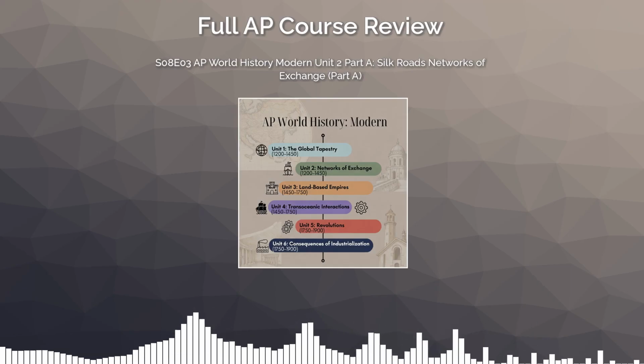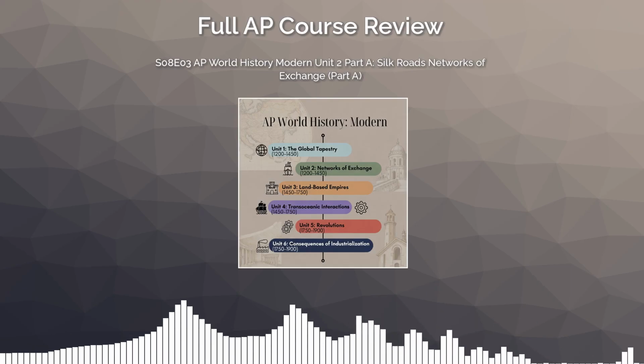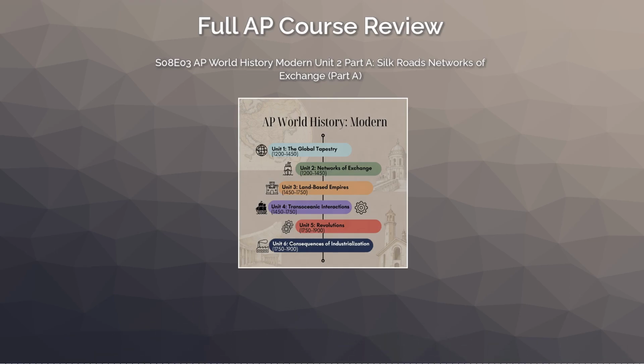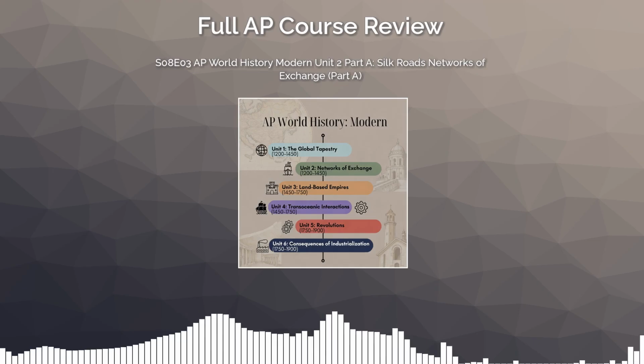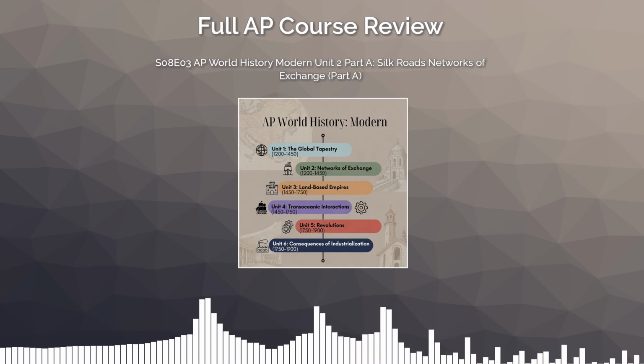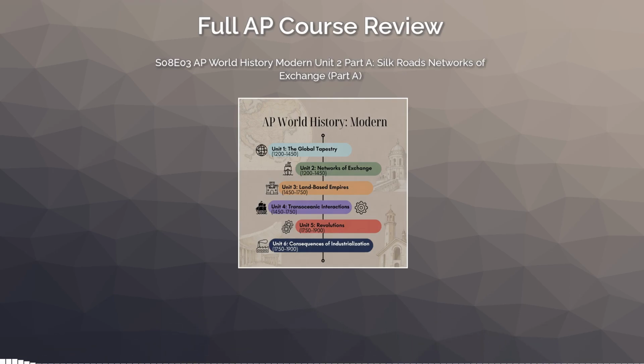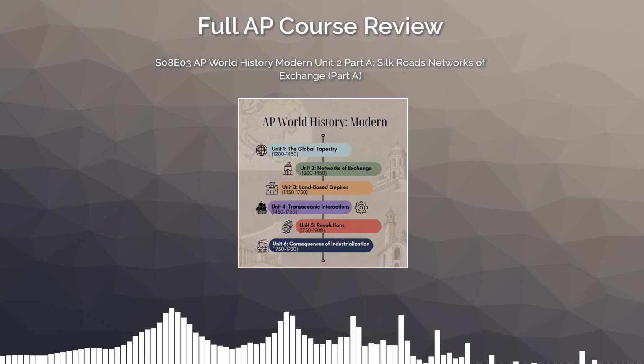This topic connects directly to Unit 1's discussion of Dar al-Islam and existing Indian Ocean trade networks, showing how land and sea routes were complementary systems. It connects forward to Unit 3, where European exploration partly arises from the desire to find new routes after Mongol power collapsed and overland trade became dangerous again.